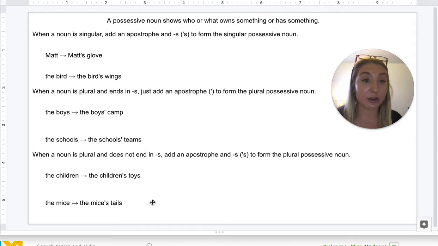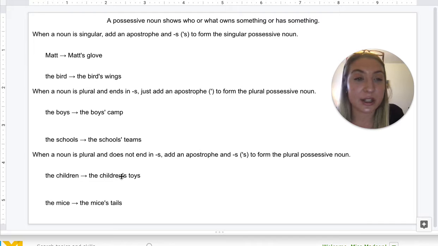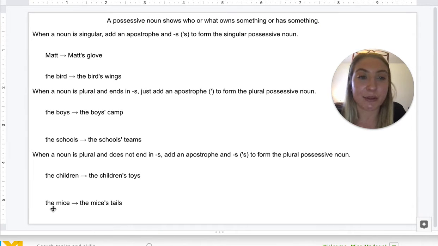But sometimes we run into those irregular nouns that when they turn plural, they don't add an S. They change the word. So when I say child and I make it plural, children, we're talking about more than one, but it doesn't end in an S, so I'm going to add apostrophe S for that plural possessive noun. Same with mouse. When mouse changes to plural, it changes to mice. That means more than one mouse. But that plural noun does not end in an S, so I'm going to add an apostrophe S to make it a plural possessive noun.